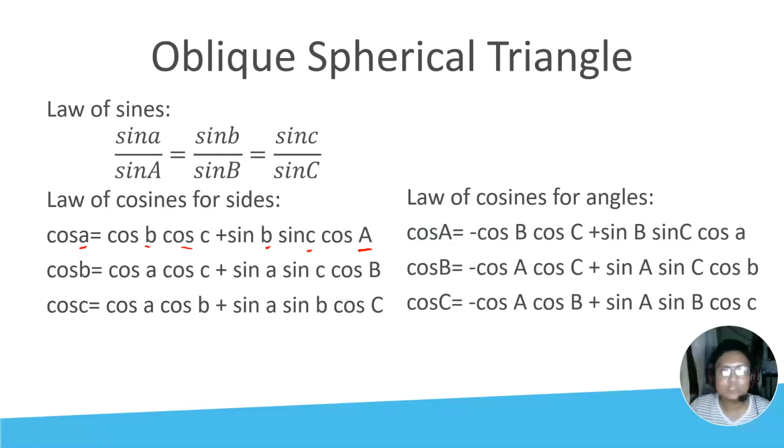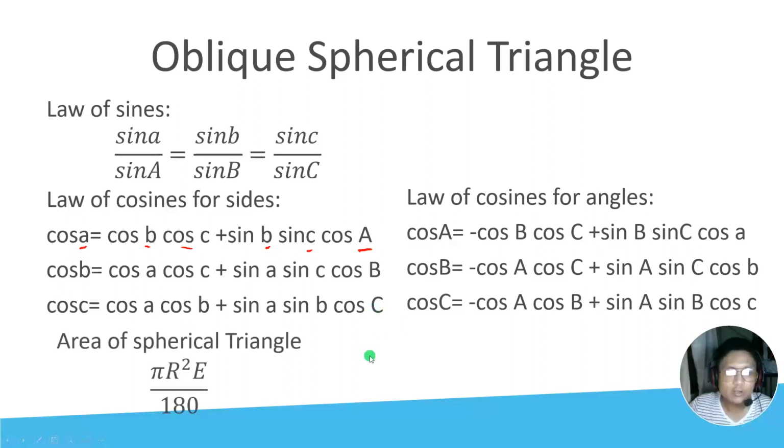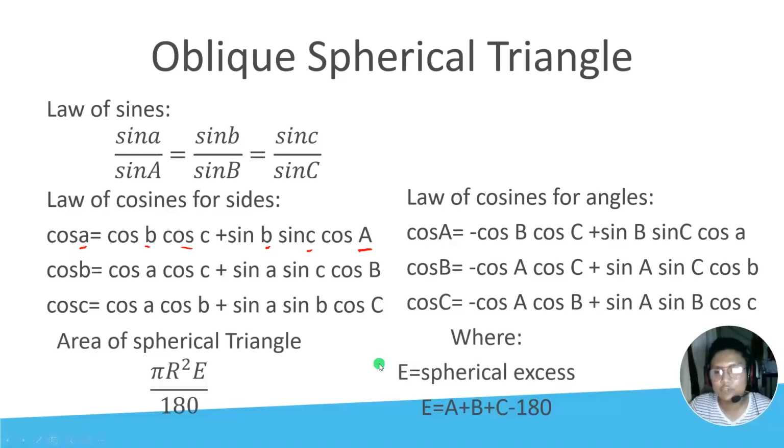We can use this law of sines and law of cosines in a right spherical triangle. For me, these formulas are more recommended rather than using Napier's rule. For the area of a spherical triangle, the formula is pi r squared E over 180, where r is the radius of the sphere and E is the spherical excess. Spherical excess is computed by adding the three interior angles subtracted by 180 degrees.